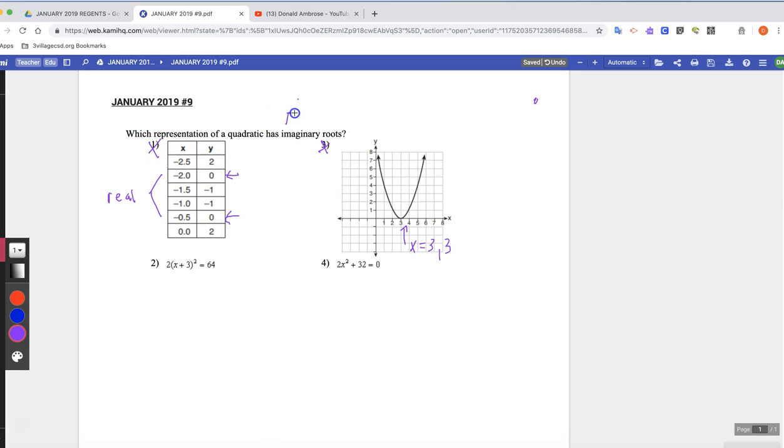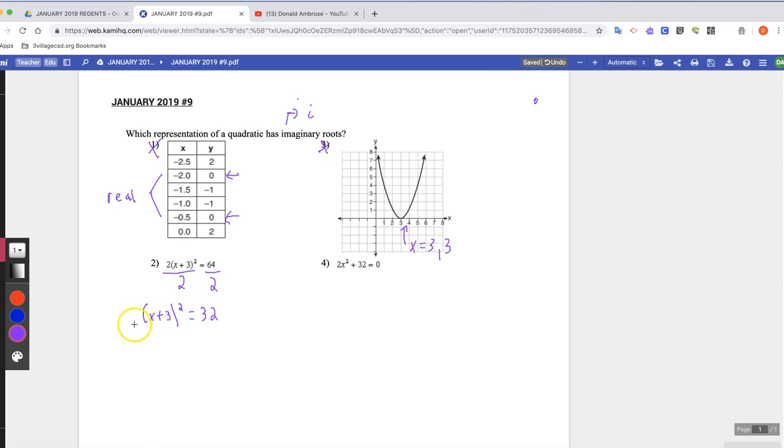In particular, for there to be imaginary roots, algebraically, if we solve, we should see the solution of i in our answer. So if we go to the equation in choice 2 and try to solve for x, let's see what happens. Let's see if we get i. To do that, we should first divide both sides by 2. We would then have (x + 3)^2 equaling 32.